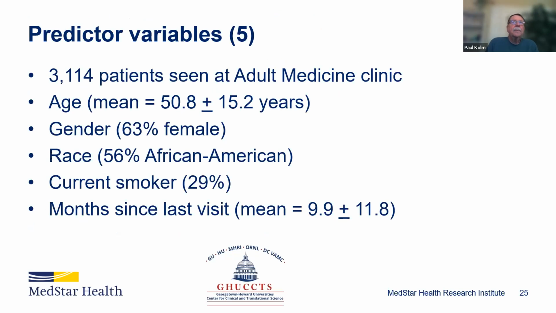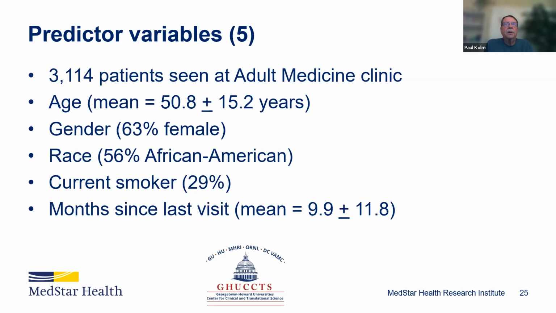So here's a study with a little over 3,000 patients, and we have 5 predictor variables of obesity: age, gender, race, smoking or not, and then months since their last visit to their primary care physician. You can see that the months since the last visit is probably right skewed. The standard deviation is larger than the mean. But it's just 5 variables, and we can use any number of variables that we might have.